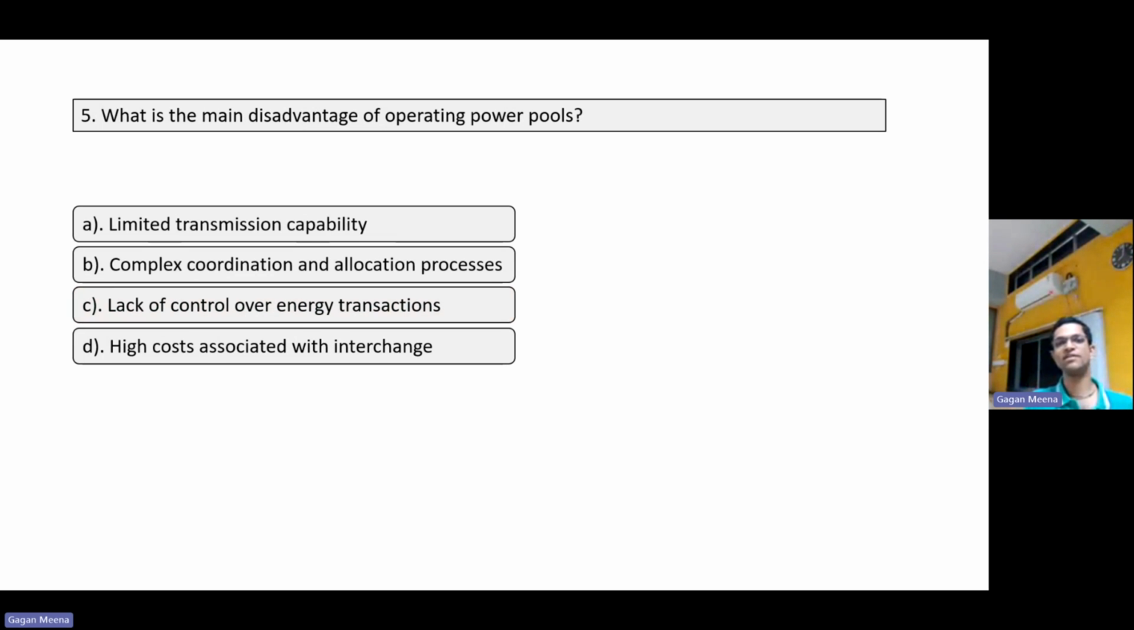Then what is the main disadvantage of operating power pools? We discussed disadvantages. Limited transmission capability is not related to this. Complex coordination and allocation process is correct. Then high costs associated with interchange. Lack of control over energy transaction. Which one do you think is the main disadvantage? Complex coordination and allocation system, right? Lack of control, how lack of control? High cost, we saw that power pool results in more economic benefits. How can we say high costs are associated with interchange?